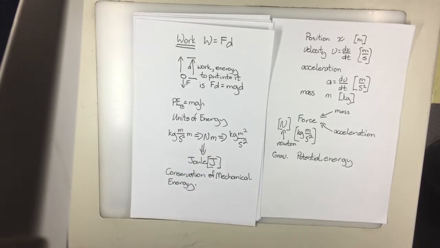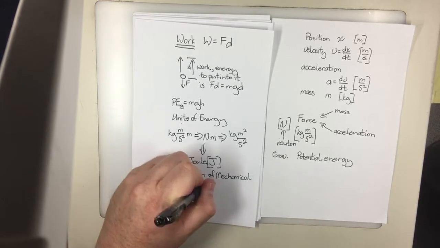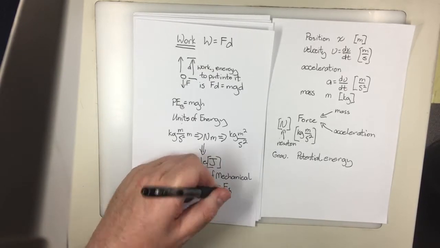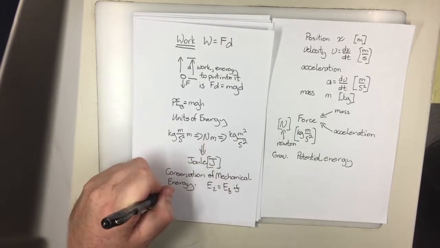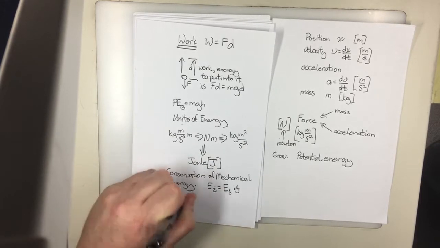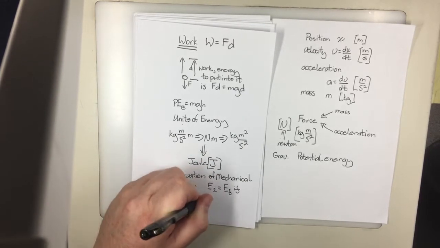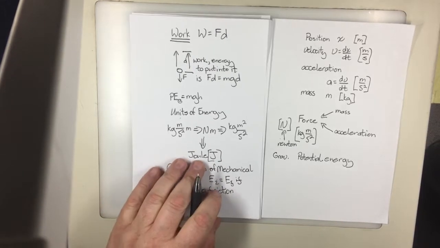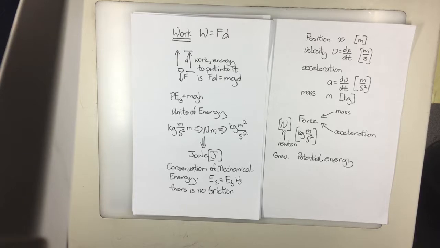In the conservation of mechanical energy, or as a lot of people just say, conservation of energy, your initial energy is equal to your final energy if there is no friction. So if there's no friction in a system, yay, no friction, you know for a fact that your initial energy is going to be the same as your final energy.